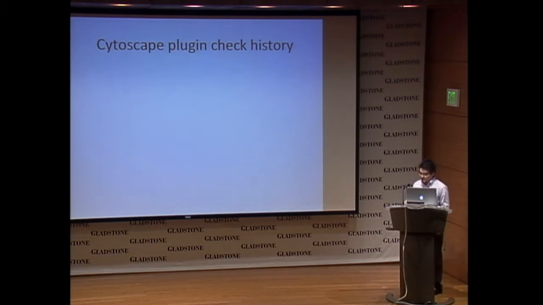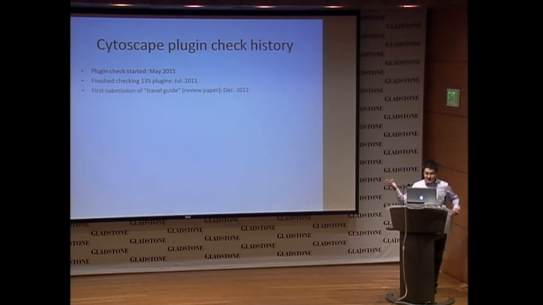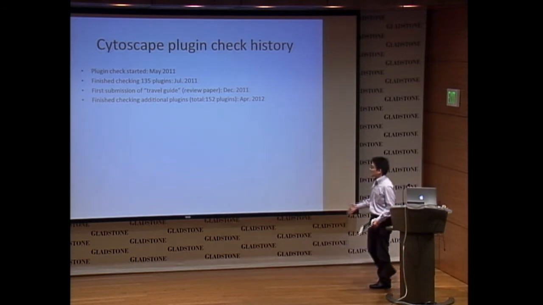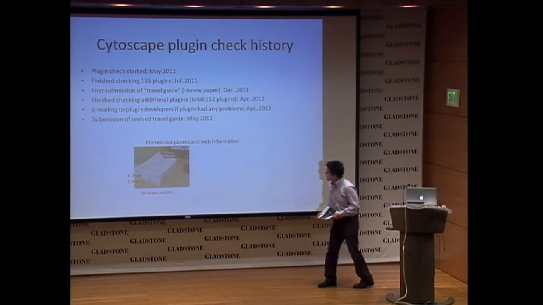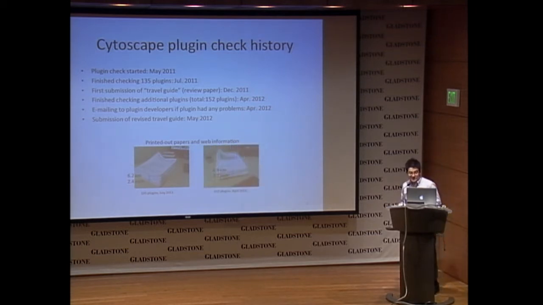Okay, so this is a quick history. I started this work in May last year and finished checking 135 plugins in July last year. I wrote the first draft of the travel guide, that's a review paper, and finished checking additional plugins in April this year. So in total 152 plugins. Those are the plugins that I'm going to talk about today. After the check, I emailed the plugin developers first if the plugin had any problems. Probably some of you received the email. Submission of the revised travel guide was in May of this year. So this is what happened. I printed out all the information, which was initially 2.4 inches last year, but it became 2.7 inches this year.